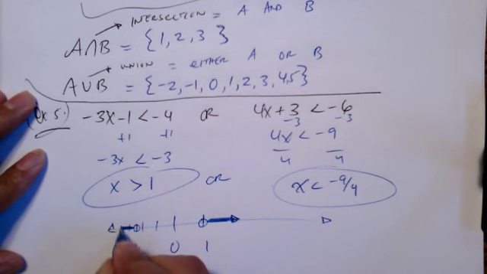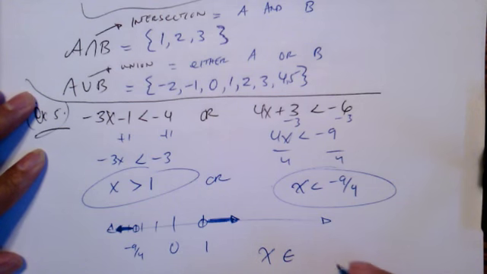Okay. So the interval notation for this is going to be x element. Let's go ahead and denote this first, okay? It's coming from the negative direction, so you're going to put negative infinity unbounded, open. And then you're going to put open on negative 9 over 4.